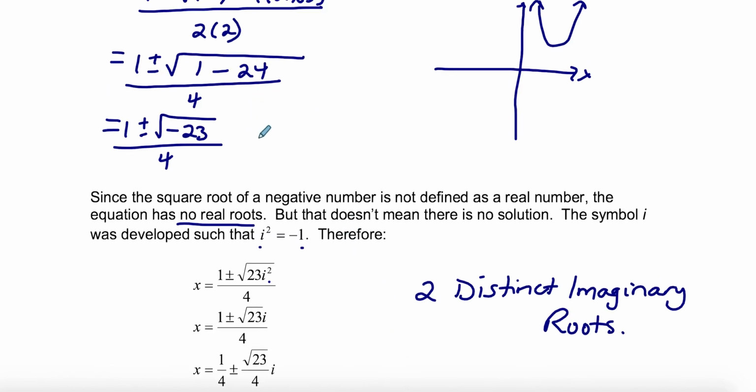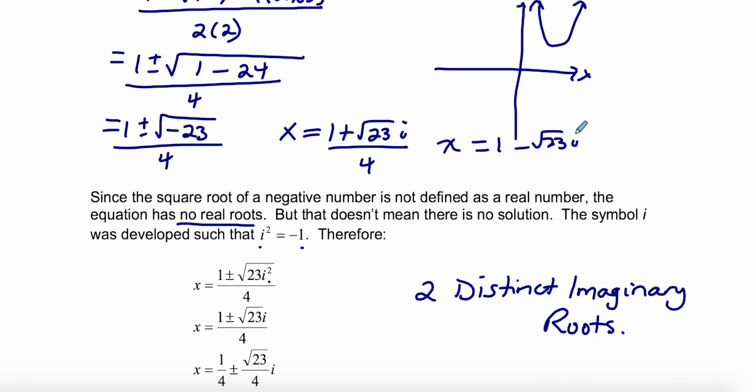If this was me and I had to finish this question, I probably would have said x equals 1 plus root 23 i over 4, and x equals 1 minus root 23 i over 4. And this is just sort of stating the fact that we don't have real roots, but we do have two imaginary roots.